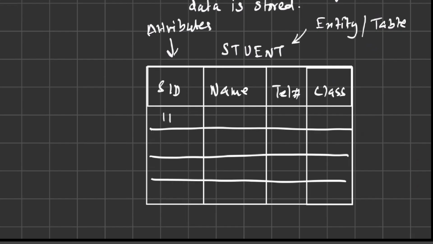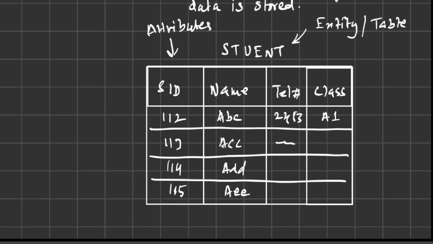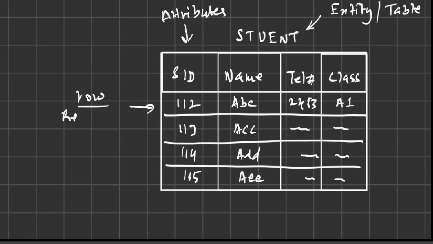The data, let's say 112, and name is ABC, telephone number 2453, classes A1, 113, 115, ACC, some data here. So this is a row, and this row is a record, or it is also called tuple.